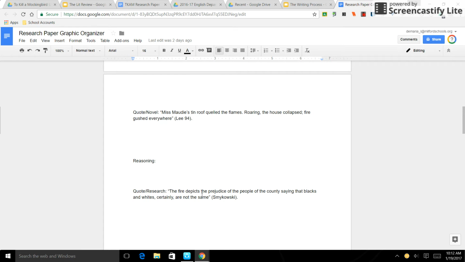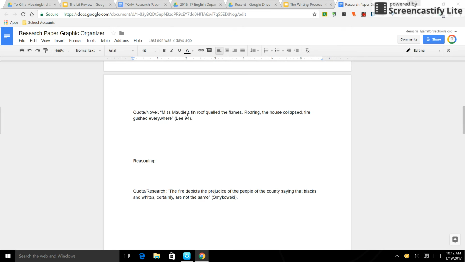So in this sample graphic organizer here, the quote I pulled from the research says, "The fire depicts the prejudice of the people of the county, saying that blacks and whites certainly are not the same." So this quote again is talking about what that fire symbolizes. The quote from the novel needs to match the quote from the research. So if the quote I pulled from the article is about fire, our quote from the novel also has to be about fire. It says, "Miss Maudie's tin roof quelled the flames. Roaring, the house collapsed. The fire gushed everywhere."